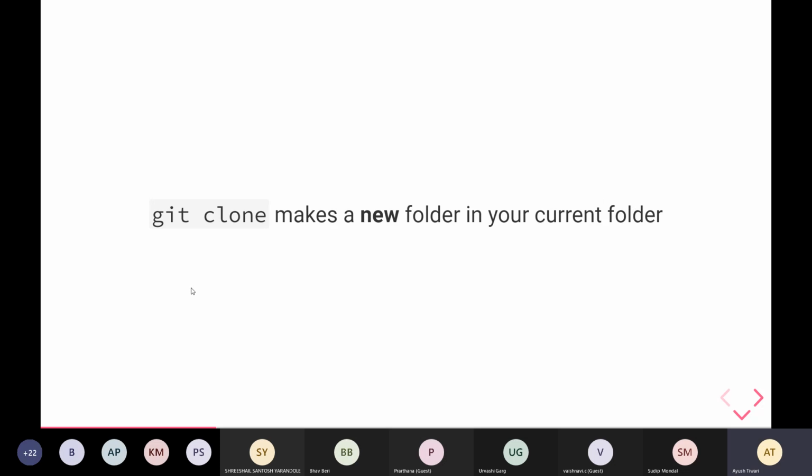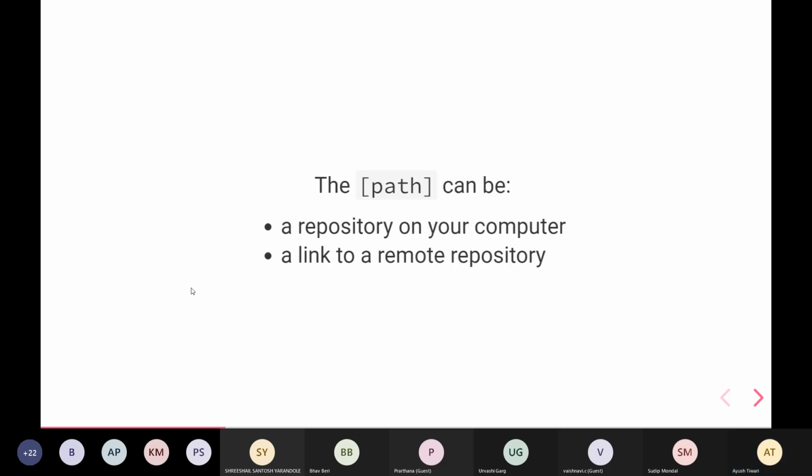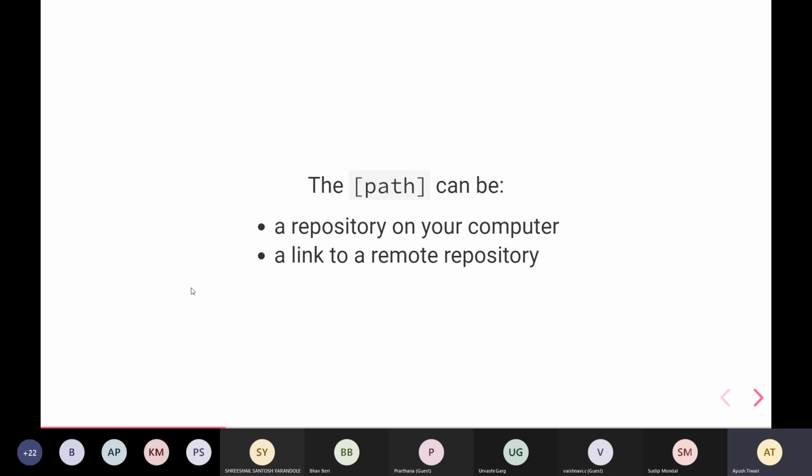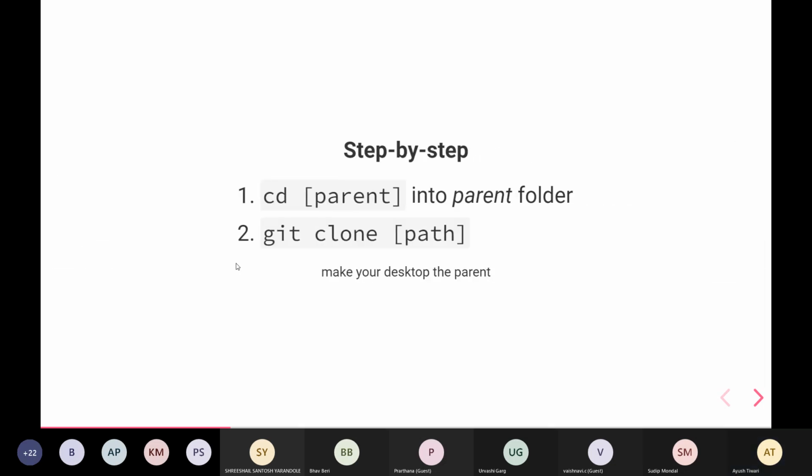So git clone makes a new folder in your current folder, and when you go inside that folder, you'll find all the code and whatever stuff was there. As I told you, the path can be a repository on your computer or a link to a remote repository. We'll discuss this remote repository thing once we discuss GitHub. So like this, you can clone it. First go into the folder, then git clone, and then give the path.